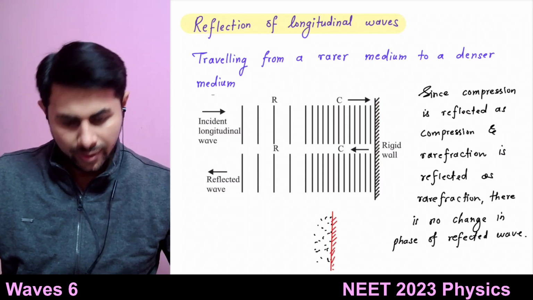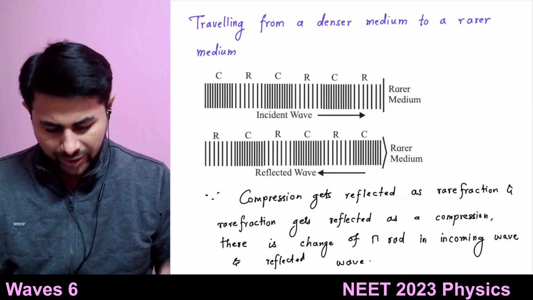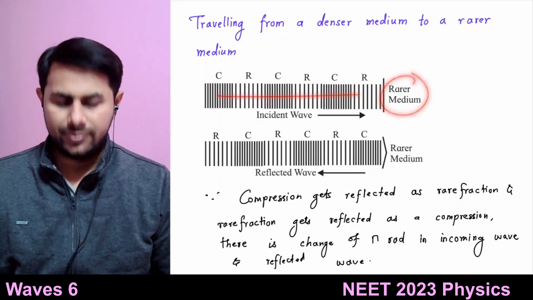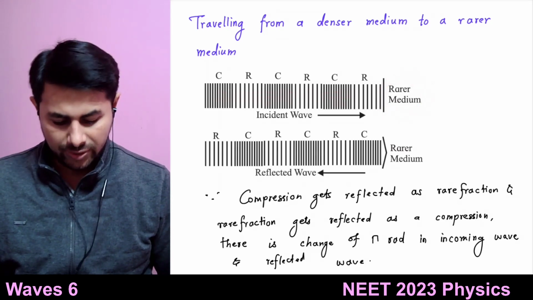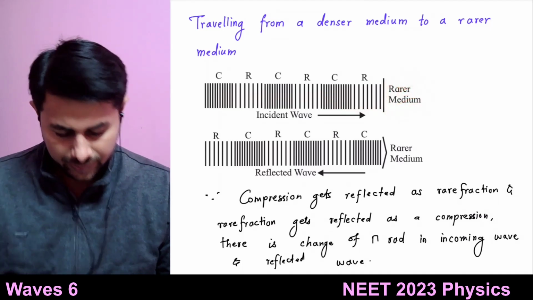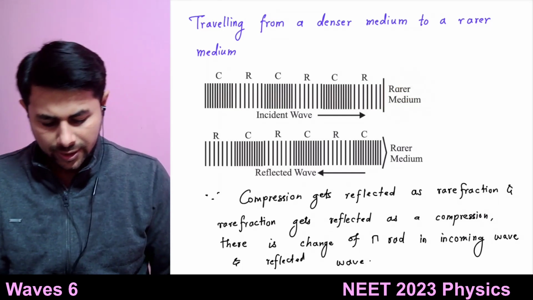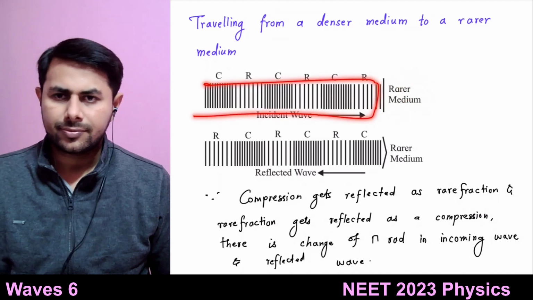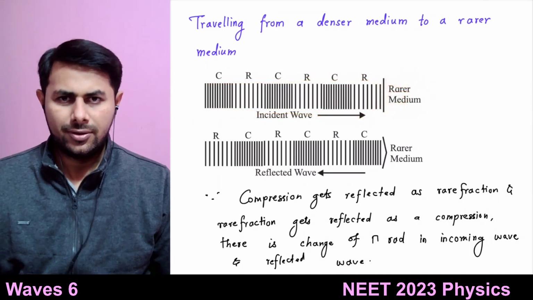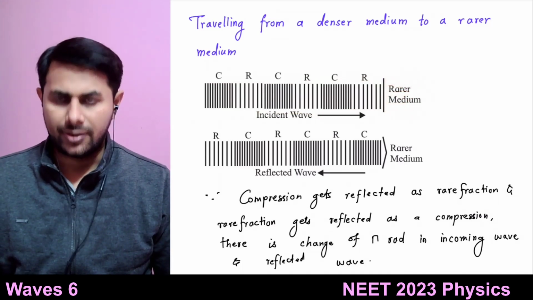Then let's talk about a wave which is traveling from a denser medium to a rarer medium. Now see what happens. For example, you can consider that this medium is solid and this is air. See now what happens here.